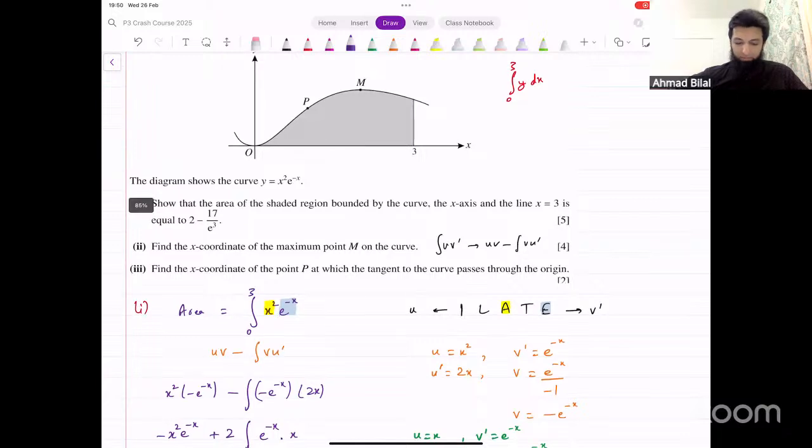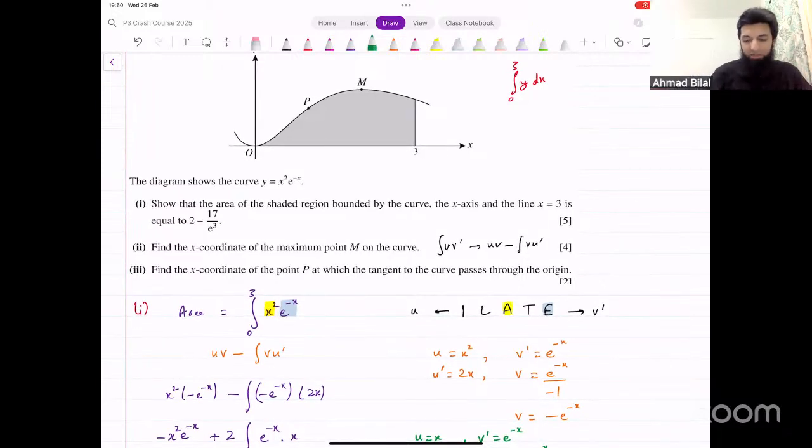Part 3? Okay. The second part says find the x coordinate of the maximum point. That's straightforward. Find the derivative, put that equal to 0, solve that equation. We've done a lot of that in differentiation before, so I'll skip the second part, assuming you can do that.